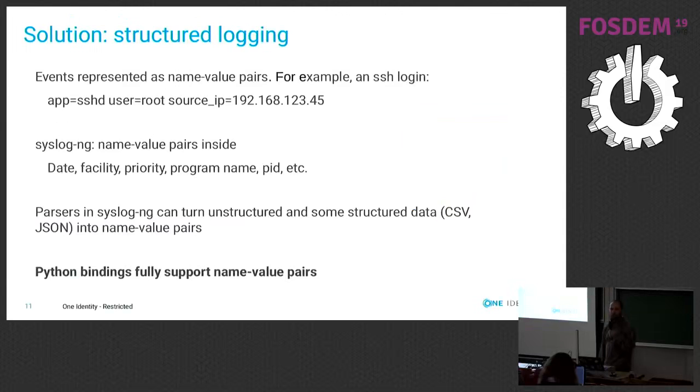The solution for this is to use structured logging, in which case events are represented as name-value pairs. For example, the SSH login I've shown you in the previous slide can be described as an application name, a username, and a source IP address. And syslog-ng has name-value pairs right from the beginning: the date, facility, priority, and so on. And parsers can turn many unstructured and some structured data also into name-value pairs. And the Python bindings of syslog-ng support name-value pairs as well.